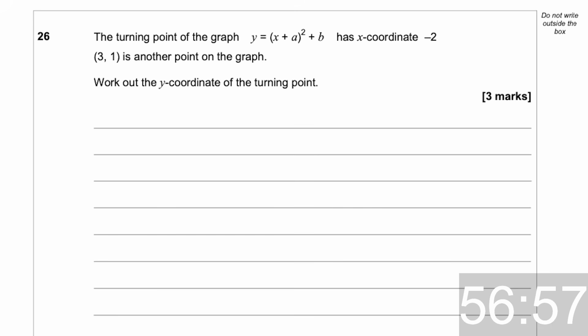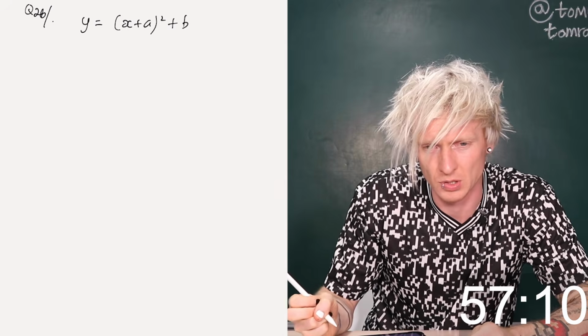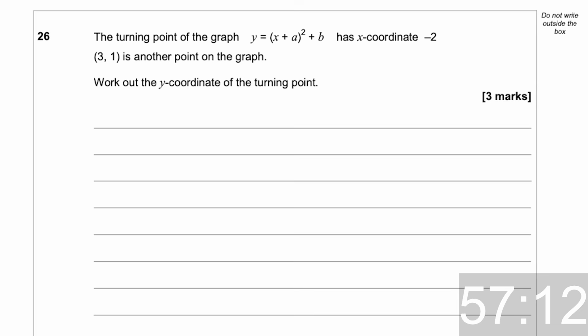We hope. All right, question 26. The turning point of a graph has this x coordinate, right? So y is going to be (x plus a) squared plus b. And I'm told that the x coordinate is minus 2 when it turns.